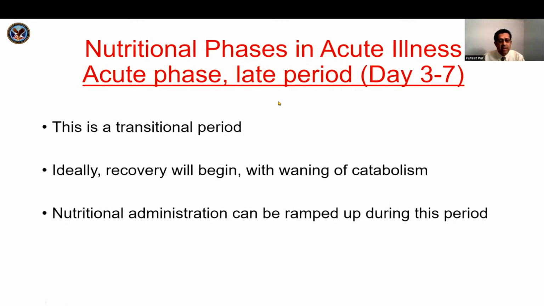During the acute phase but late period, extending from day 3 to 7 in acute critical illness, it's a transitional period. Ideally, recovery will begin with waning of catabolism as shown in the figure earlier. Also, nutritional administration can be ramped up during this period, trying to get closer to the goal estimated needs.